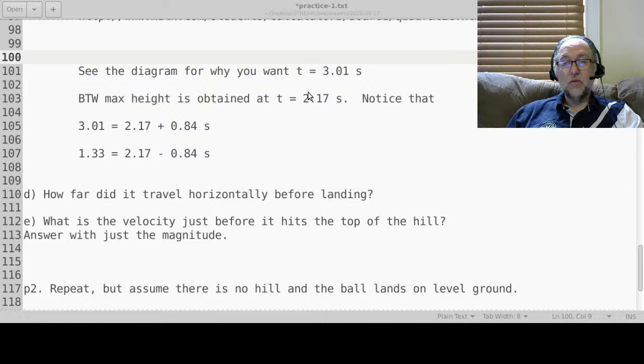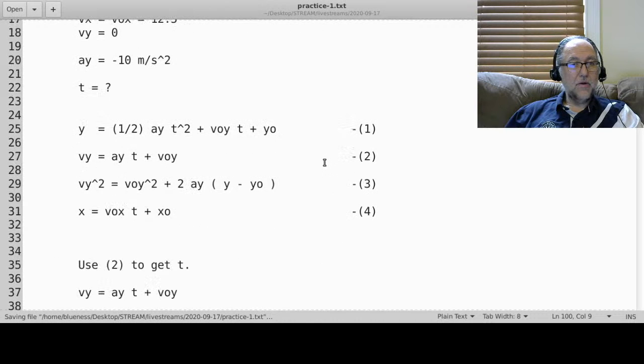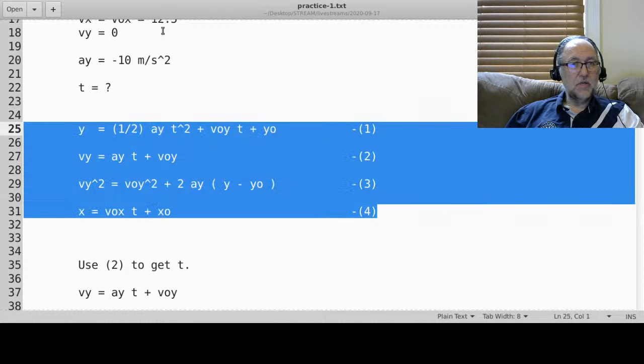Okay, so the question was how long until it lands? 3.01 seconds. Next question. Always make sure you've answered the question, because you get lost doing all the steps and you go, did I really answer the question? And yeah, okay. How far did it travel horizontally? So horizontally is along x. So we go back to the equations and scroll back to these equations. Let me highlight them so you can see them in the middle of all my other text.